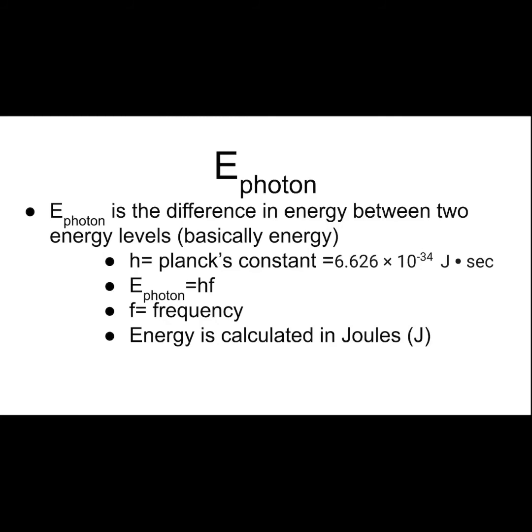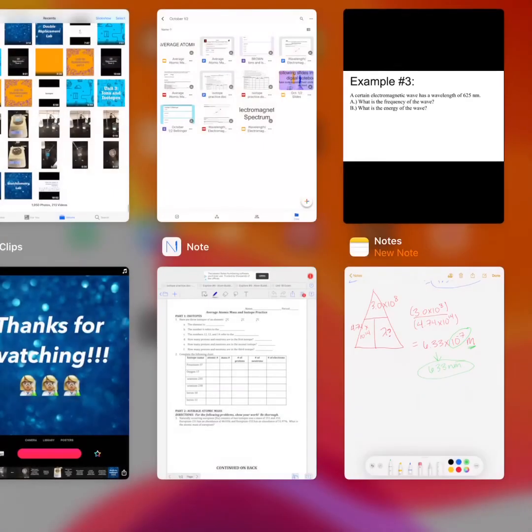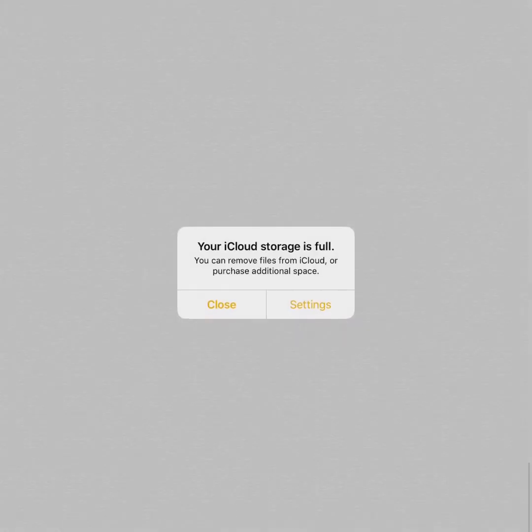We can use that triangle just like we did in the last problems, and I'll show you that in just a second. So here's an example. A certain electromagnetic wave has a length of 625 nanometers. What's the frequency? What's the energy? So let's go back over here. So I can use this again and say energy, Planck's constant, and frequency.